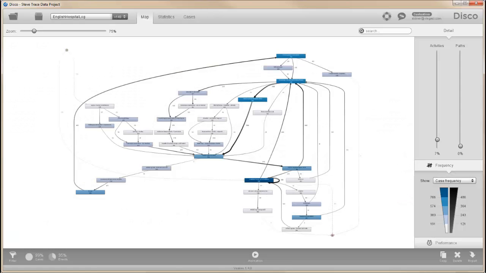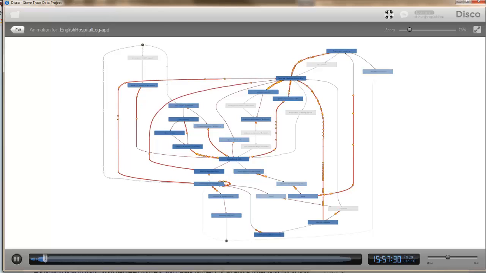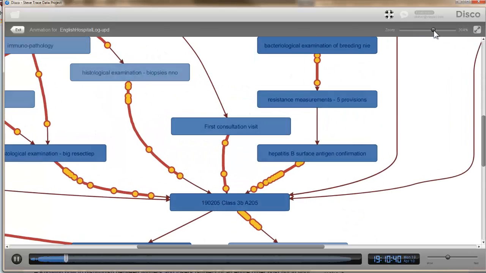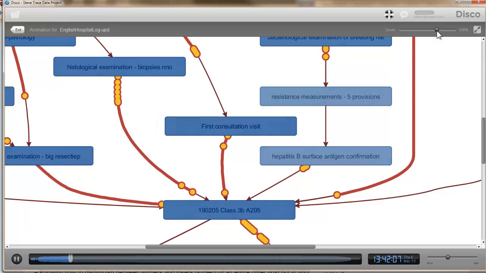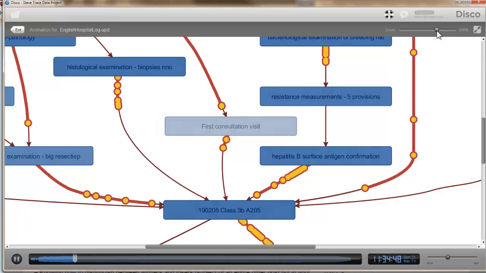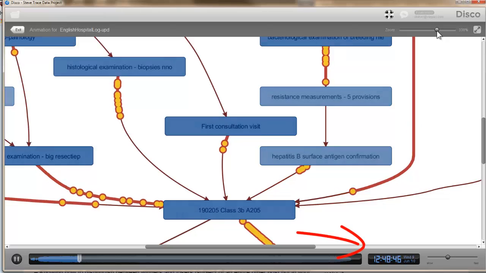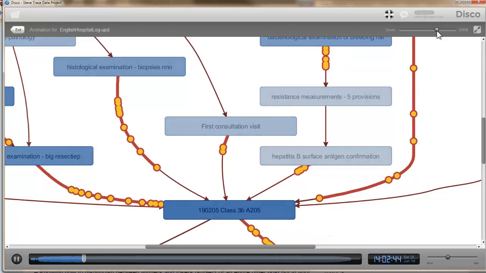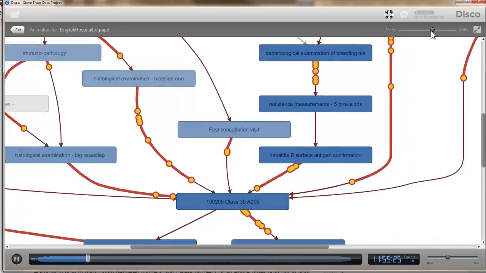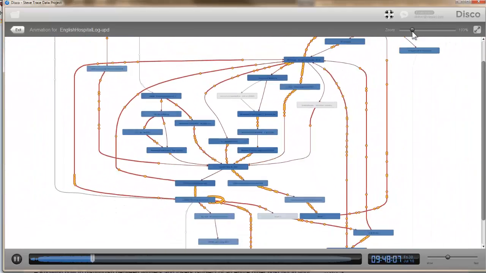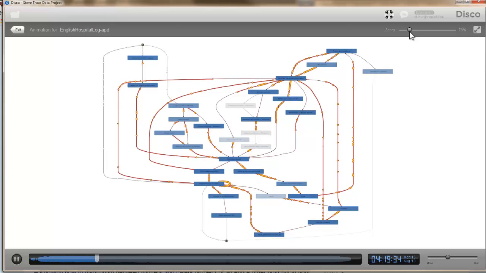I will reduce it back down, and now let's see another view. This time we are animating the flow of patients through the activities. Each dot in this view is a patient as he or she moves forward from event to event. Down here you can see where we are in the period of study as time is progressing. One thing that is apparent is that patients follow many paths through the system. How many paths did they follow, and which patients follow which paths?